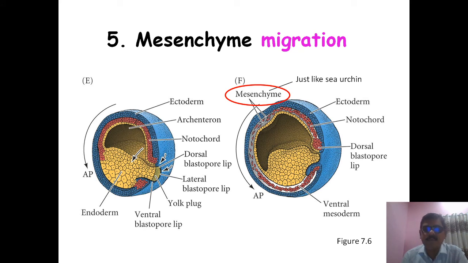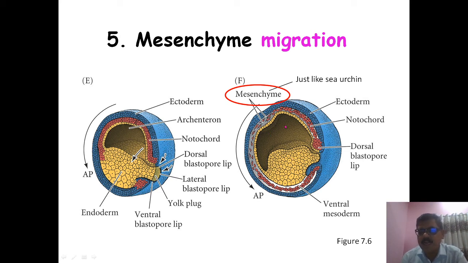And the last phase during gastrulation is mesenchyme migration. These middle layer cells are migrating within the coelomic cavity, and they are in the middle. The outer layer is occupied by the ectoderm layer. And this is the endodermal layer, the yellow colored cells. These are the endodermal cells.